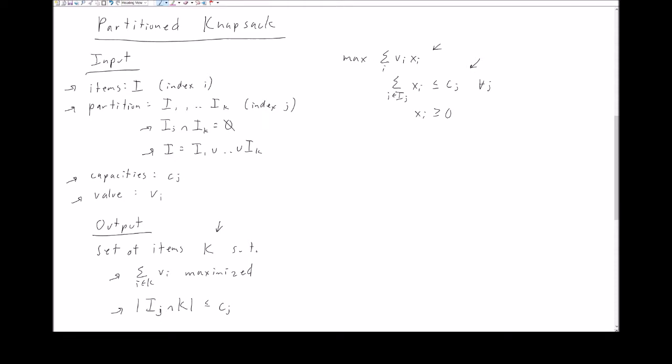Here we've written the linear programming version, xi greater than or equal to 0. The reason why is because we're going to show that this constraint matrix is actually totally unimodular. And by writing the linear program, we know that the linear program is going to be equivalent to the integer program due to the total unimodularity.